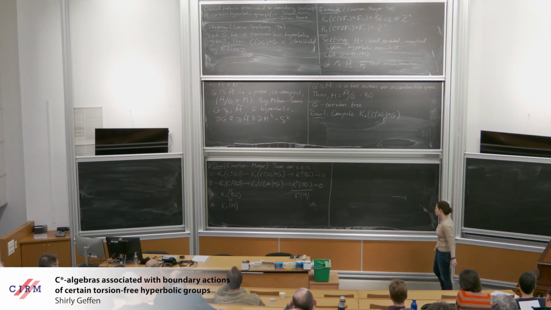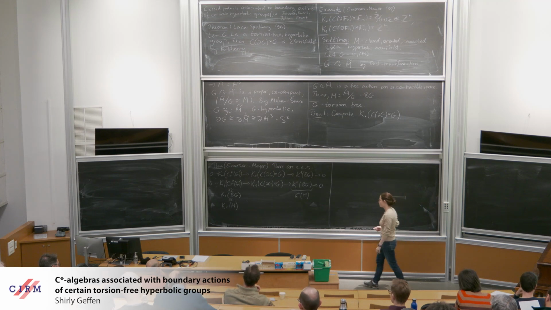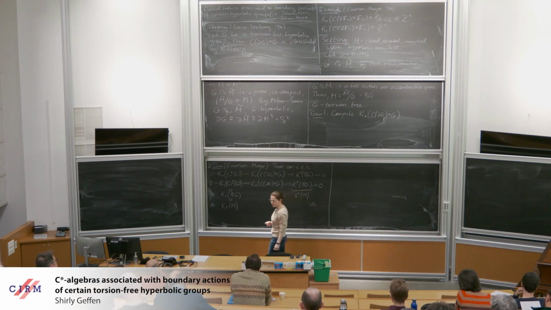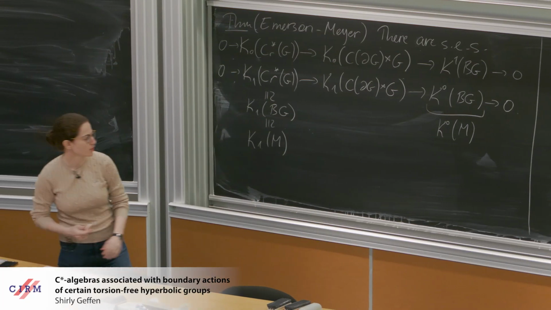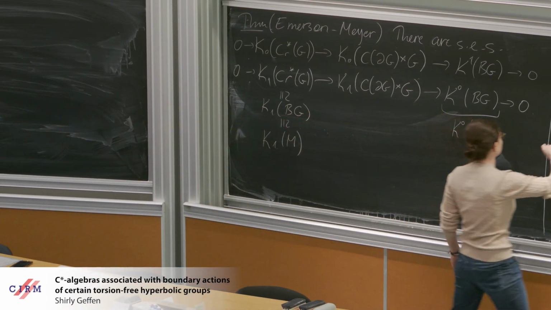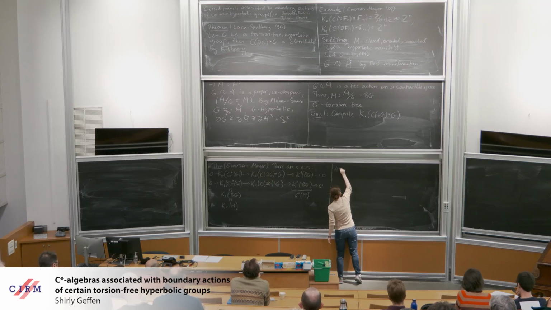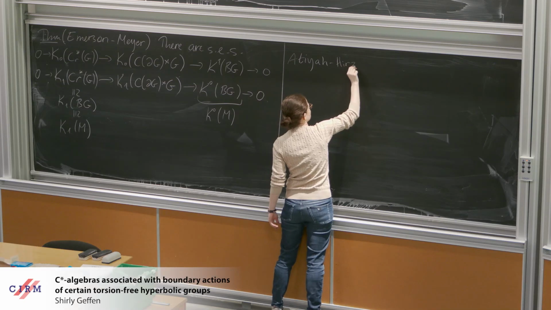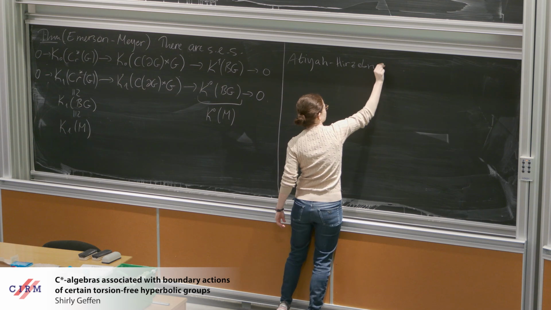So in order to compute the K-theory and the K-homology of the manifolds, we have to use the Atiyah-Hirzebruch spectral sequences. So, and I will tell you a little bit about that. Instead of defining spectral sequences, I will do it directly through these examples.